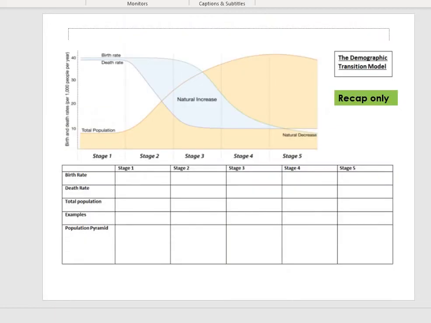This is the sheet you are needing to fill in, lessons. Here's our demographic transition model showing our total population changing over time and development, our death rate and our birth rate, and going through those stages. In the table you were filling in descriptions of what was happening, examples of real life places, and finally those population pyramids to show what shape the population structure was like at any one of those stages.